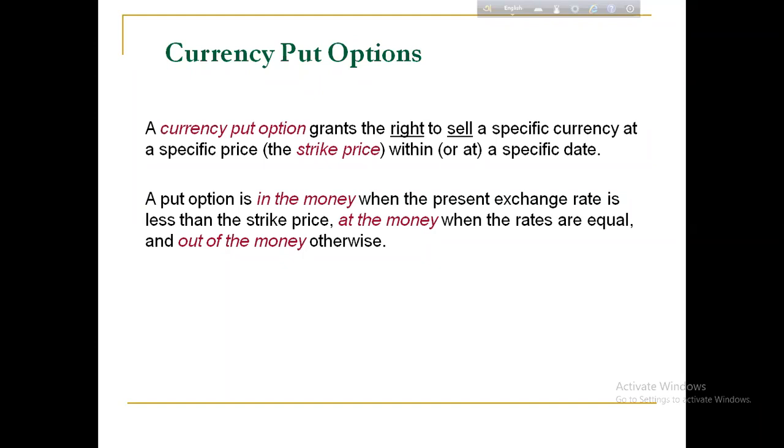The buyer is expecting the spot price to fall and the seller is expecting the opposite. So the buyer will exercise the put option when the spot price S is lower than the strike price. So a put option allows the buyer of the contract to sell the underlying currency at the strike price or the exercise price.